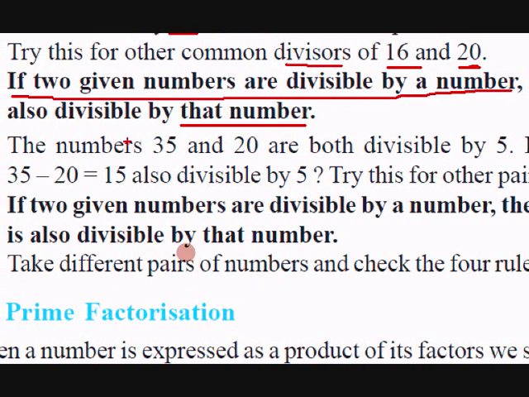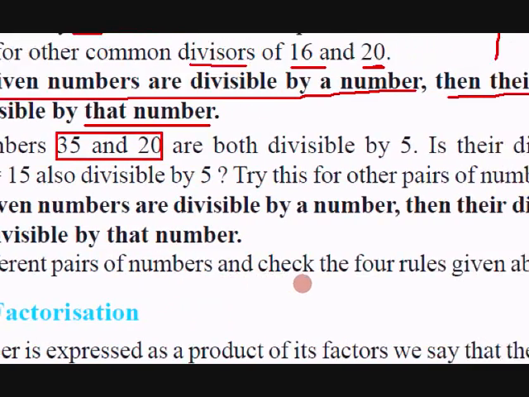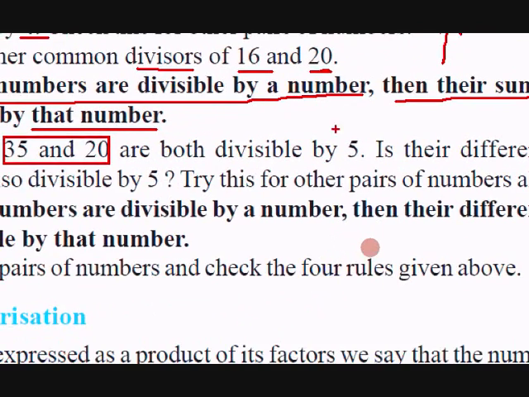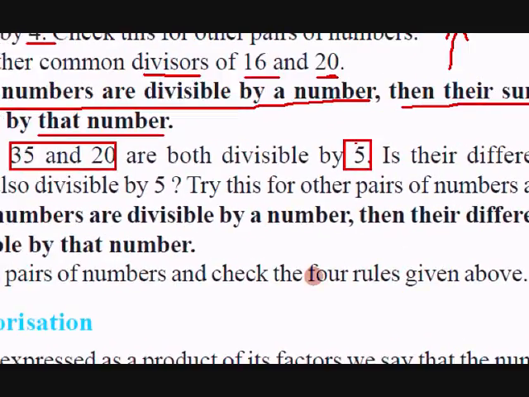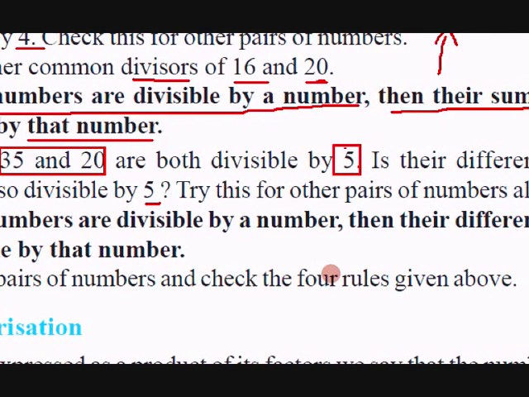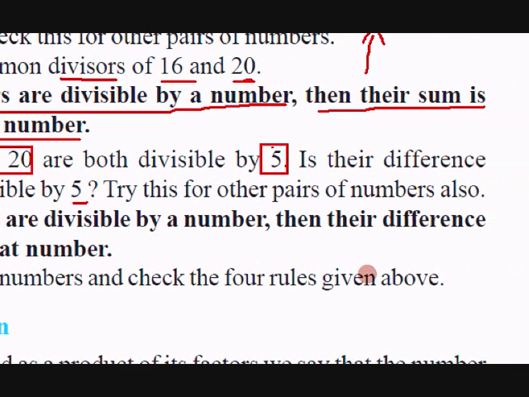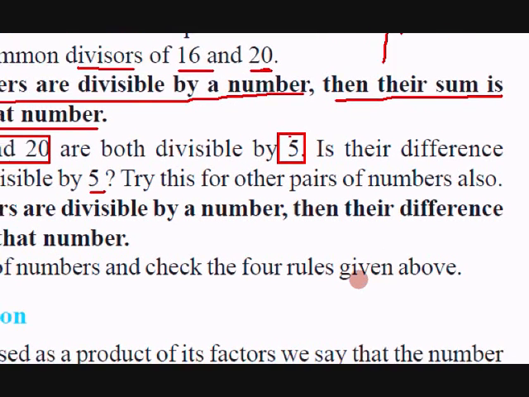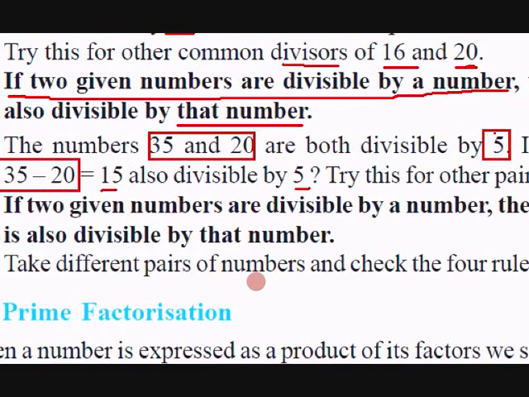The numbers 35 and 20 are both divisible by 5, right? You know 35 is 5 times 7, 20 is 5 times 4. Is their difference also divisible by 5? Write this out. 35 minus 20 is 15. Yes, looks like the difference is also divisible by 5, right? Good. Try this for other pairs of numbers. Take some numbers from your teacher and try if this holds good, right?